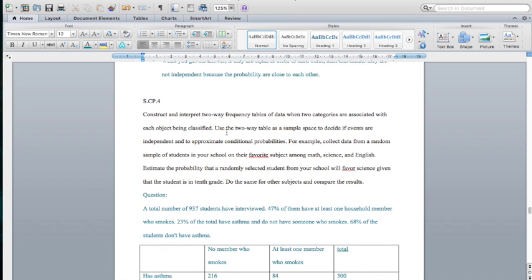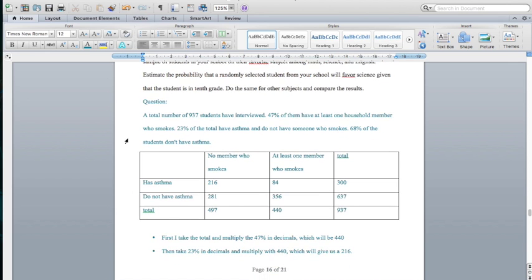So in SCP-4, I have to construct two-way frequency tables of data with two categories associated with the same object being classified. So in here, I took an example from the test, which gives me a certain amount of information, which is a total of 937 students interviewed. 937 is the total number, and 47% of them have at least one household member who smokes. So to get the information, you have to take the 47% in decimal, which is 0.47, and multiply with 937. Then you will get the actual number of students who have at least one household member who smokes.